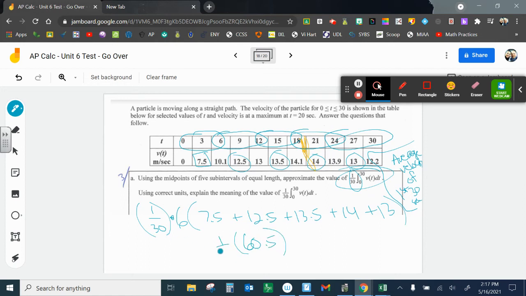times 6. Oh, that's just 1/5. Oh, that's kind of nice. That's going to go 12.1. And I know that's not necessarily just in meters, because that's what I would get if I added them all up. But then by dividing by that 30, I'm bringing in the time, so it's meters per second. Okay, so this is the average velocity over the first 30 seconds. Okay, and a point would be that meters per second.